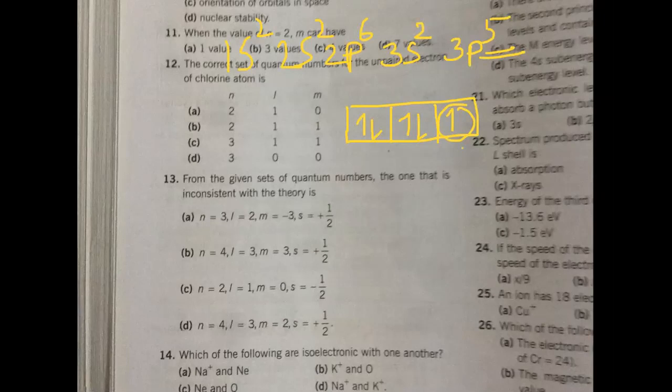So n will equal to 3, right? What will be the value of L? If it is in the p orbital, value of L will be 1. Clear? And if it is here, then the magnetic quantum number will be either +1 or -1. So we'll go with 1 because that plus and minus sign is not given in the book. Okay, so it is going to be 3, 1 and 1. So the correct answer for this one will be C.